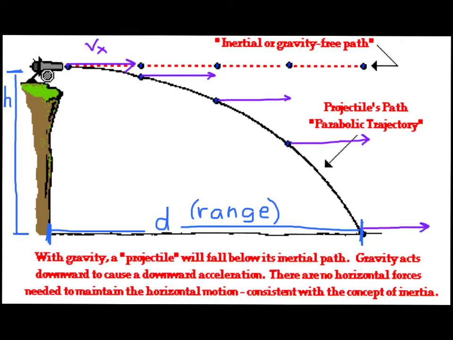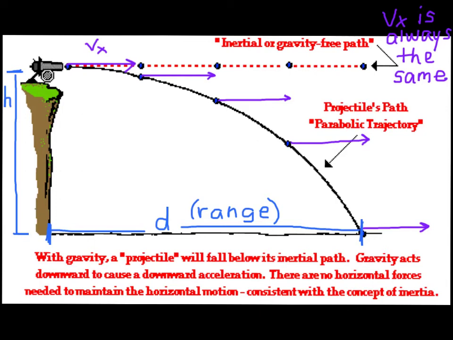So perhaps we should make a note, and we'll see if we can put it right up here. Vx is always the same. That means when you draw the arrow to represent the velocity, it's always the same length because the velocity in the x direction is constant throughout the path of the projectile.